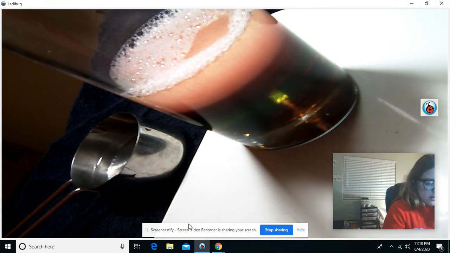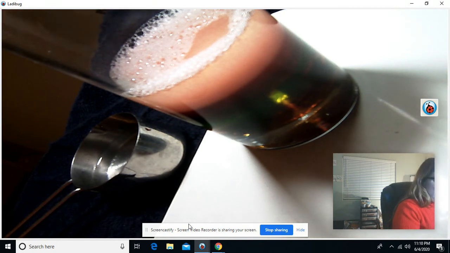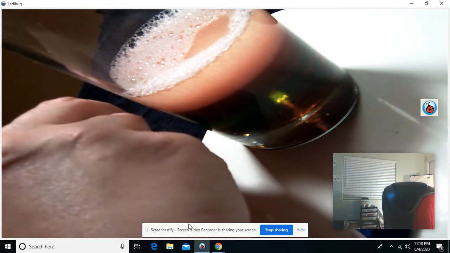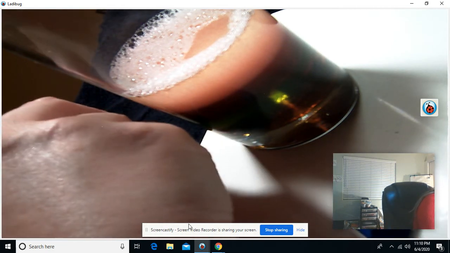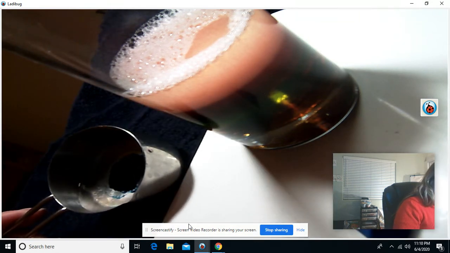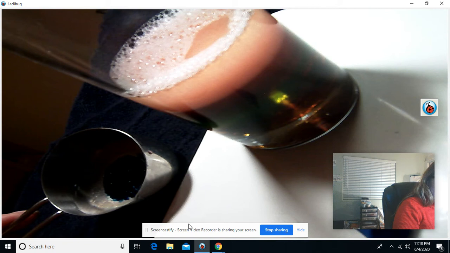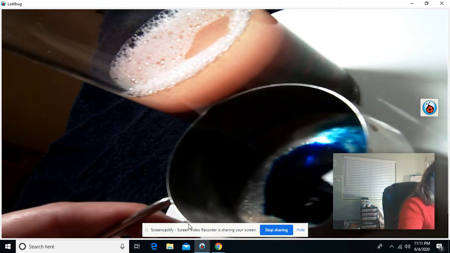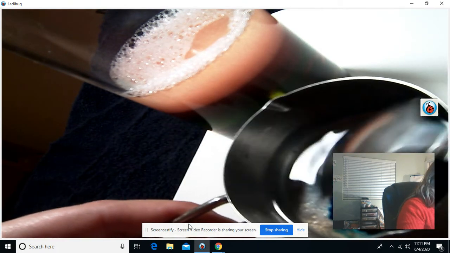I'm gonna color my rubbing alcohol blue. So I'm gonna add 1, 2 drops of food coloring in my rubbing alcohol. Look at that. I wish you could see the color, how intense it looks. Look at that. And then we're gonna mix that food coloring.